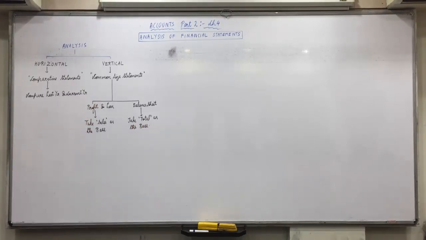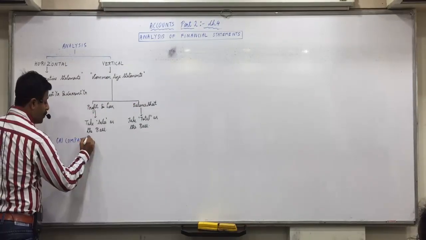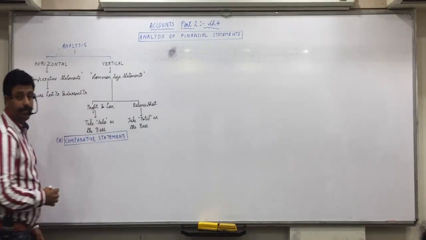Is everyone of you clear with these two types of analysis? Yes. First, today we will start with horizontal analysis, comparative statements. One common format is there, whether you have profit and loss or balance sheet. For both of them, a common format is there. That we'll see, and we'll directly start with the questions. So first you understand that common format, then you'll make the comparative statements.